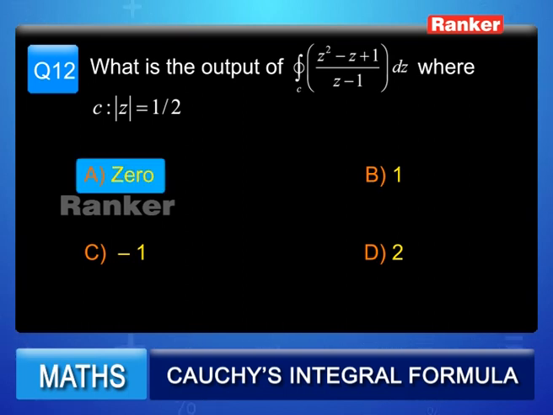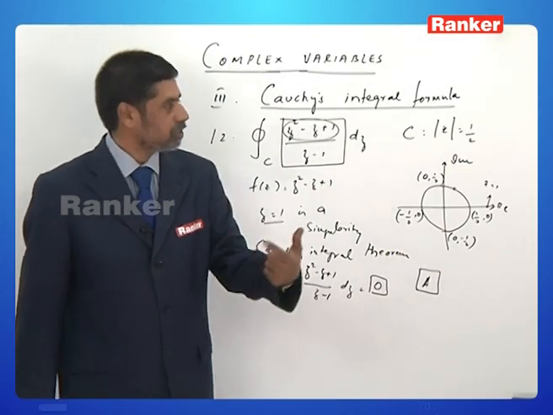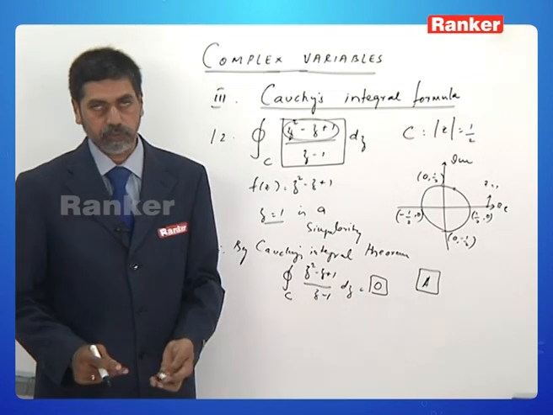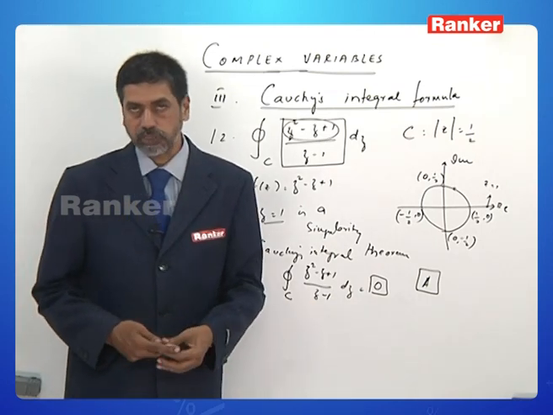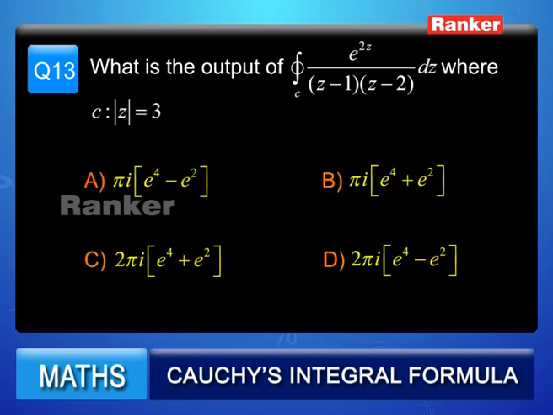So in subsequent problems, whenever you find the singularities within the contour, then the Cauchy's integral formulas become applicable. So let's go to the next question. Question number 13. What is the output of the contour integral of e to the power 2z by (z minus 1) into (z minus 2) dz, where C is mod z is equal to 3?